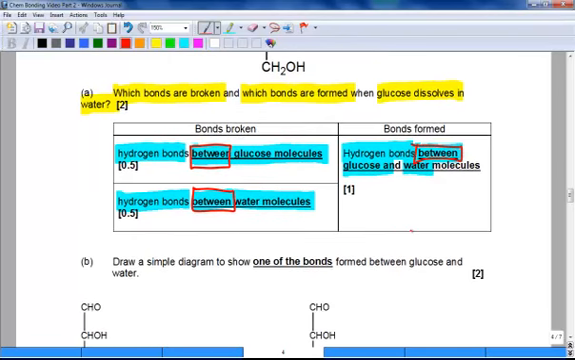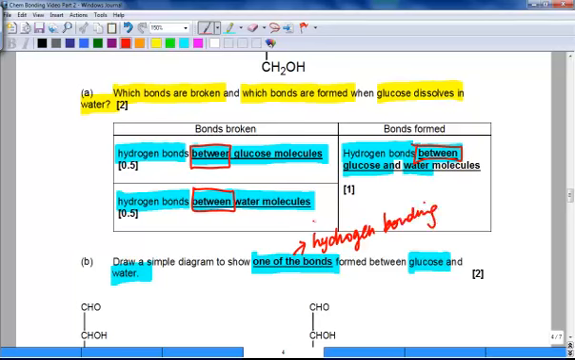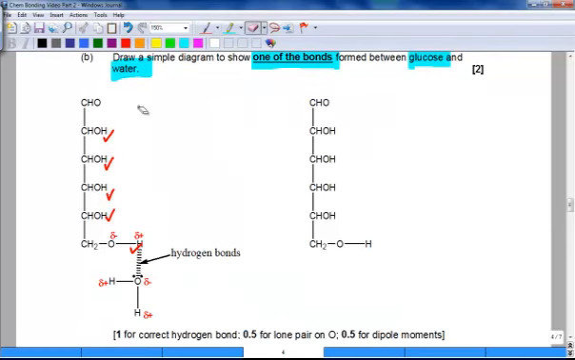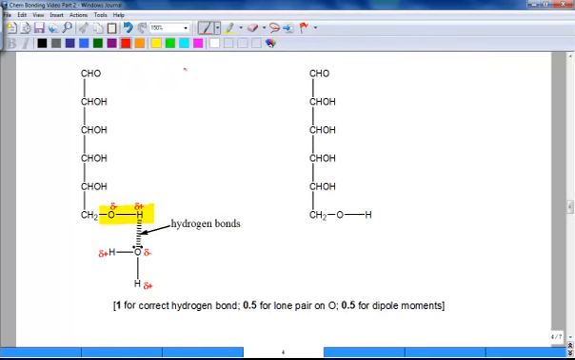Moving on from here, draw a simple diagram to show one of the bonds formed between glucose and water. In this case, of course, you must draw our hydrogen bonding. So in this case, you just need to show one, because out of all the OH bonds here, you are able to form hydrogen bonds, so they only want one. So in order to draw, you realize that I actually expanded this part of the molecule. I need to draw out specifically the OH bond. And in this case, just to recap the criteria for drawing hydrogen bonds, you need to actually have a lone pair on oxygen, and the dipole moments, which is our H with a delta plus and O with a delta minus.